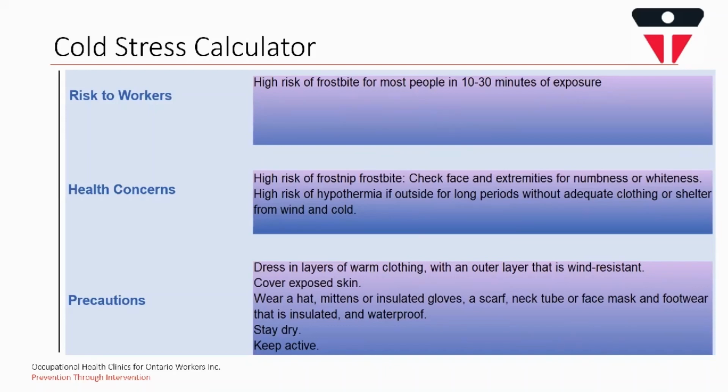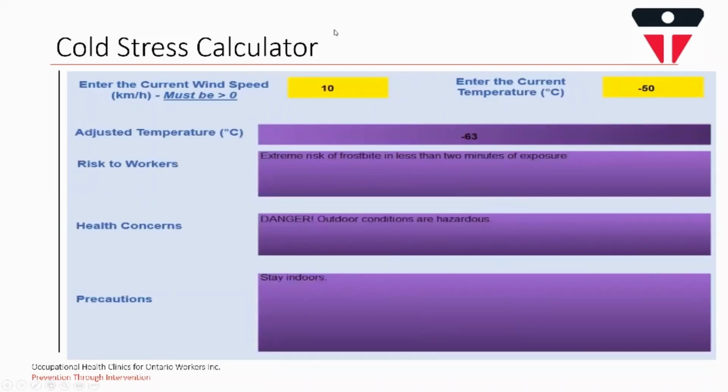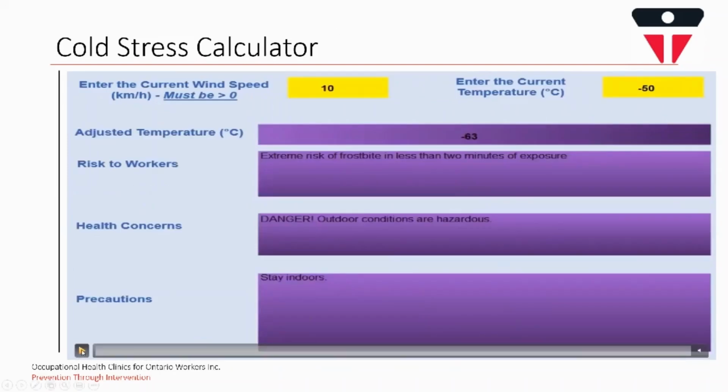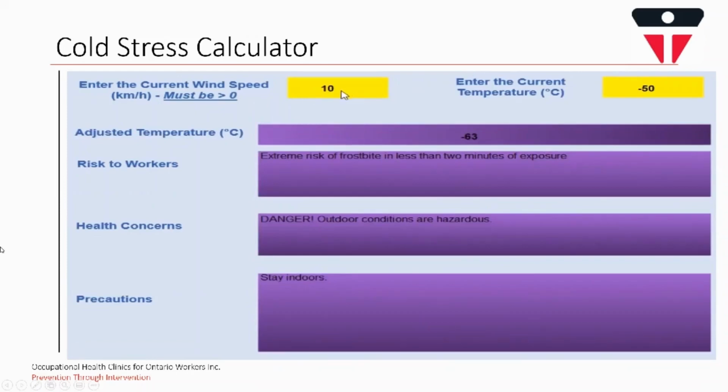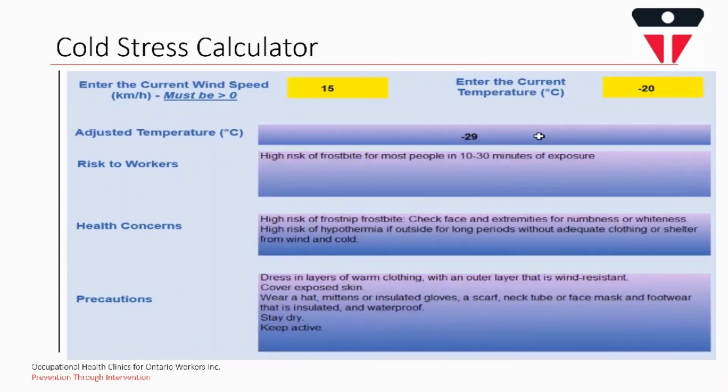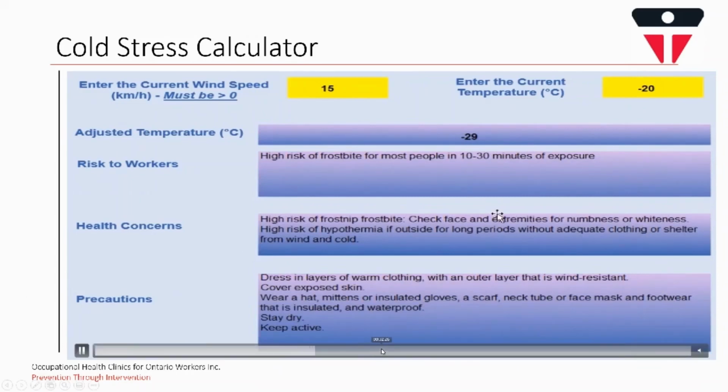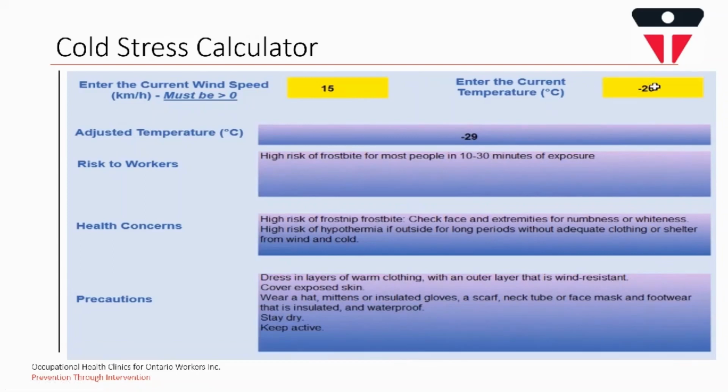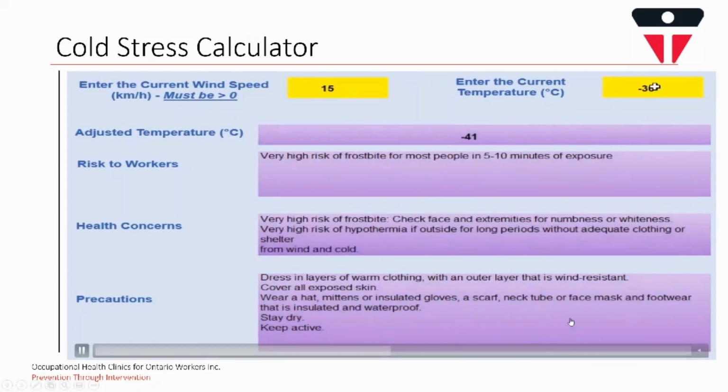Now, this is just an example of the tool actually in play. So in this example, we're entering a wind speed of 10 kilometers an hour. And that tells us that the adjusted temperature, as we start changing it, changes. And as a result, so do the actual risks and recommendations and health concerns that the worker could be exposed to. And if we adjust the temperature, we're going to see once again a change that happens with respect to the potential outcomes.